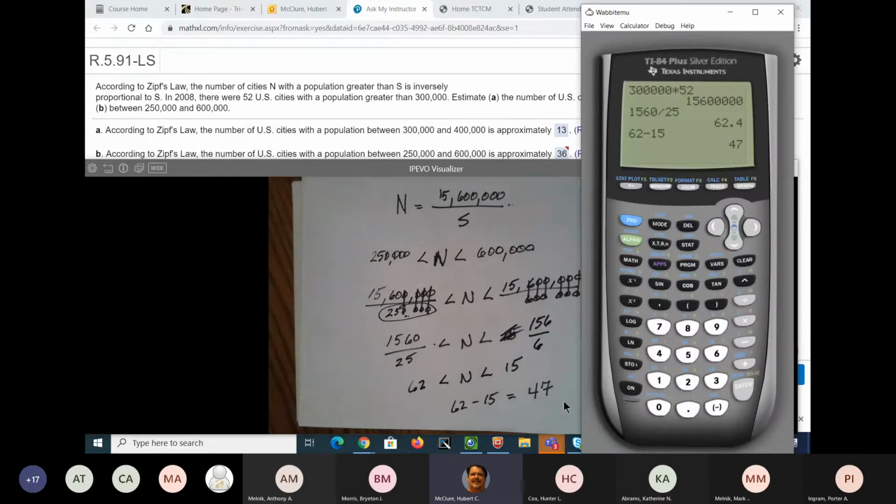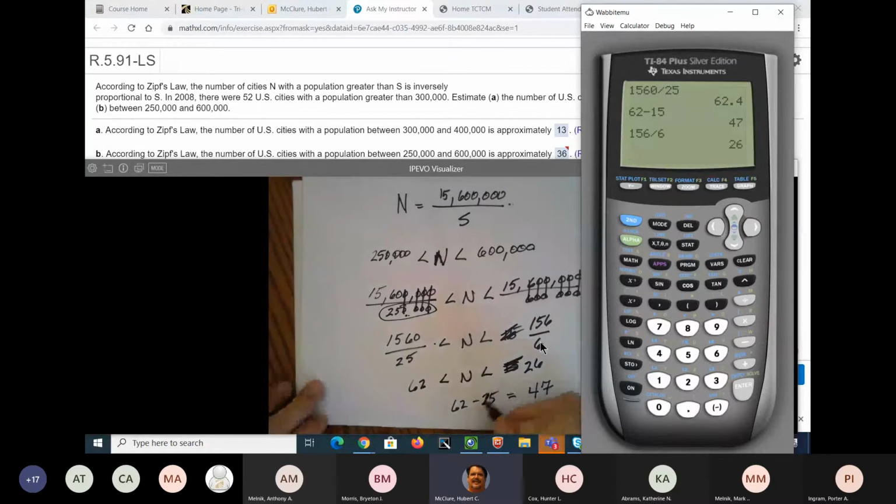156, divided by 6. And that's 26. And 62 minus 26. So I had the problem set up right. I just screwed up the math. Sorry about that. 62 minus 26. 36, is that what they got?